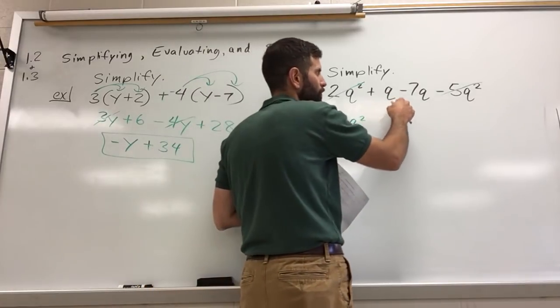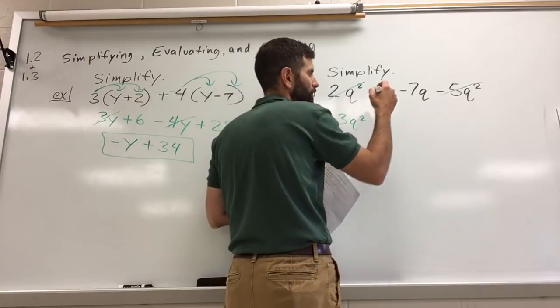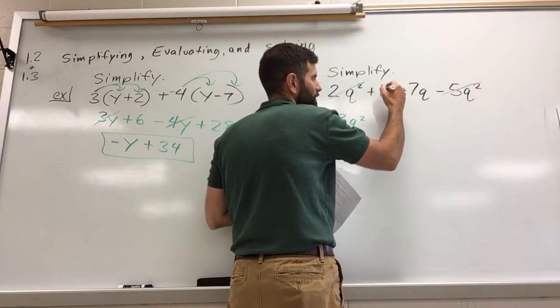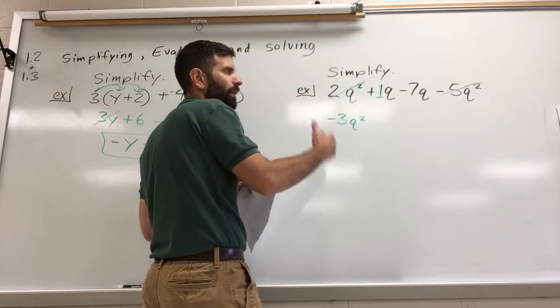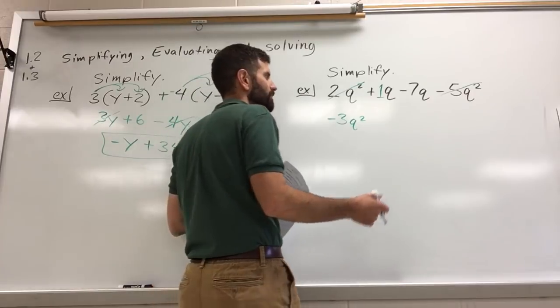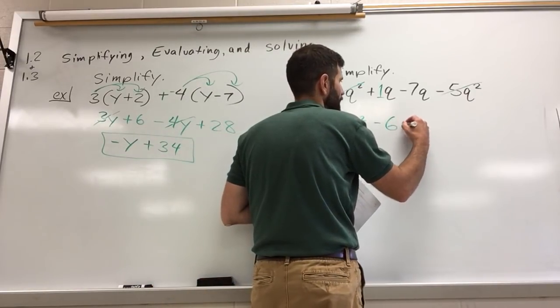From there, I've got a q minus a 7q. And q minus 7q, it might help you to realize anytime you've got a variable, it's got a coefficient, I should say, of 1. So if you've got 1q and you subtract 7q's, you've got 6 q's left over, but they're negative. So I'm going to write negative 6q.